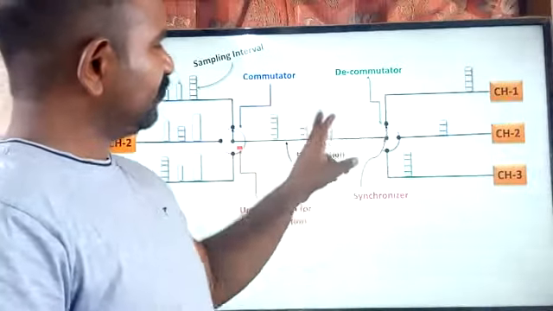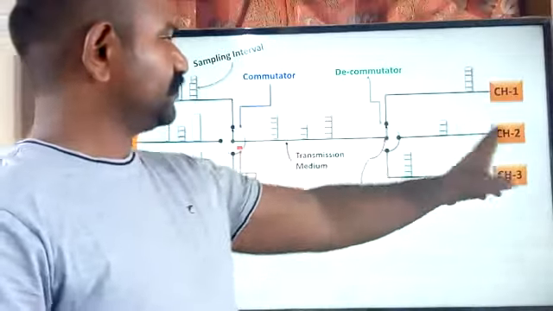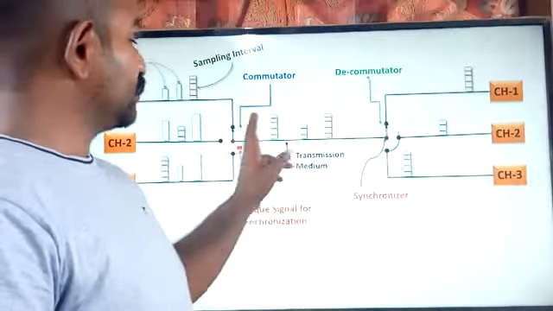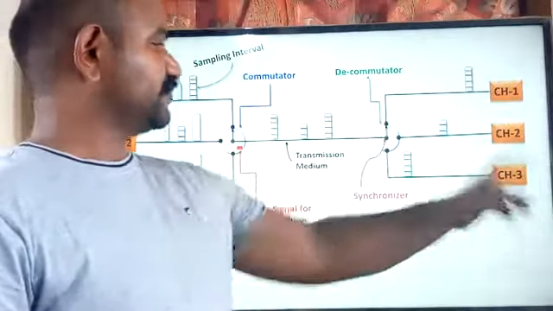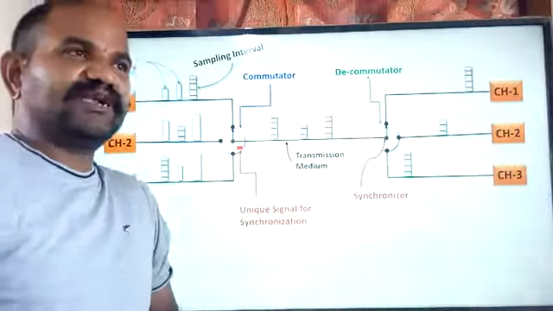If you see this one, first one is in the red color, it is transferred to channel 1. Second one is the blue color, transferred to channel 2. Third one is in the green color, it is going to be transferred to channel 3. Okay. So this is what we are having, the time division multiplexing.